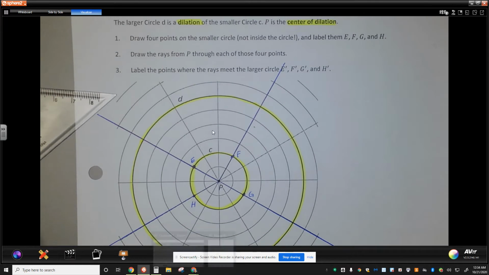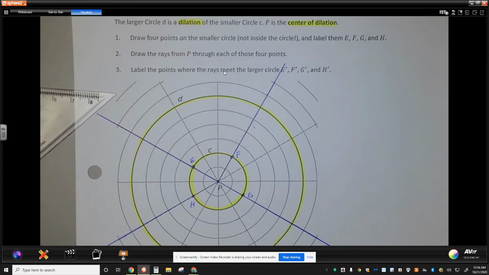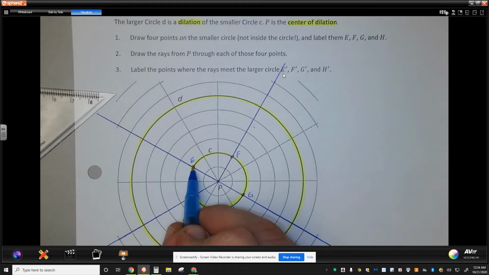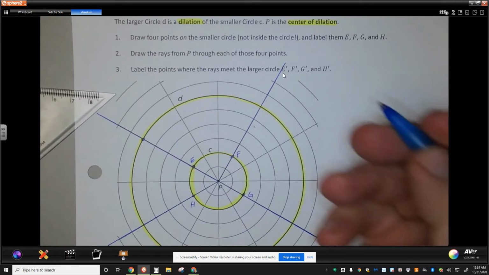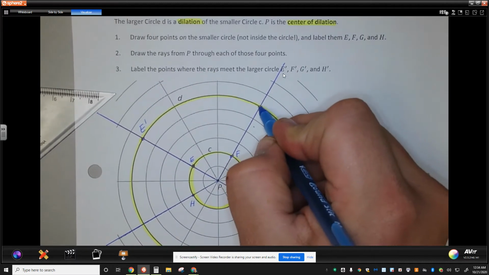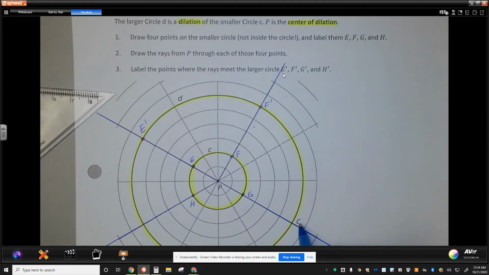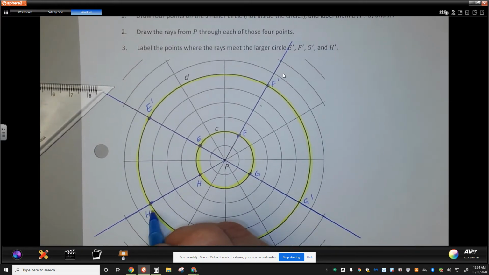The next step is we're going to label the points where the rays meet the larger circle as E prime, F prime, G prime, and H prime. So we'll start out here with E. We come out to the next circle. I've highlighted these just so you can see them a little bit better, and this is E prime. We follow F out here to F prime. We follow G out here to the outer circle at G prime. And then we'll follow H to the same thing, making that H prime.